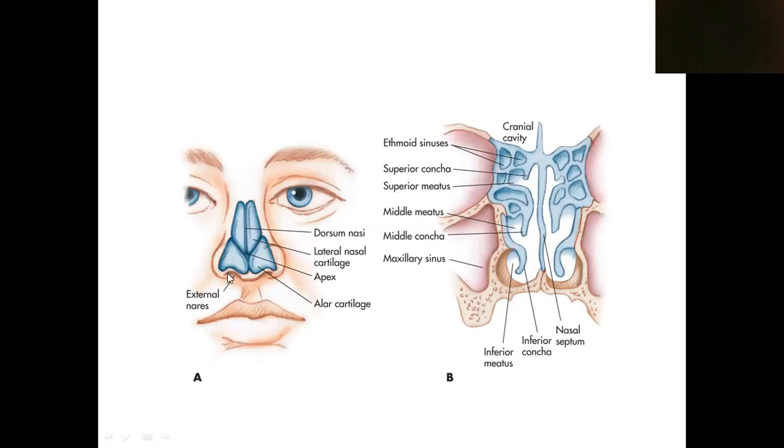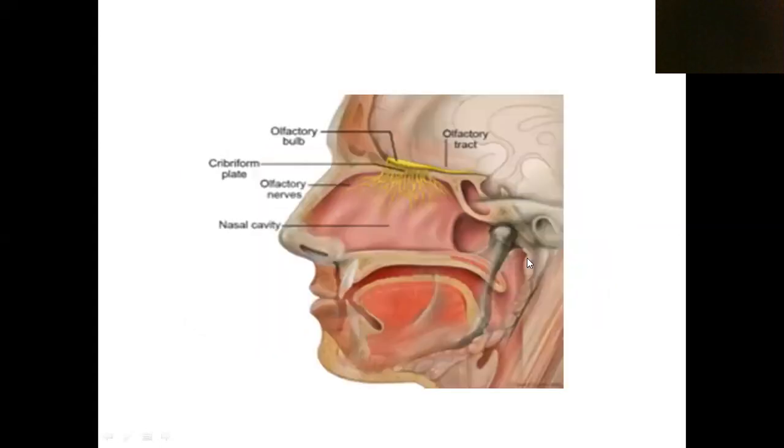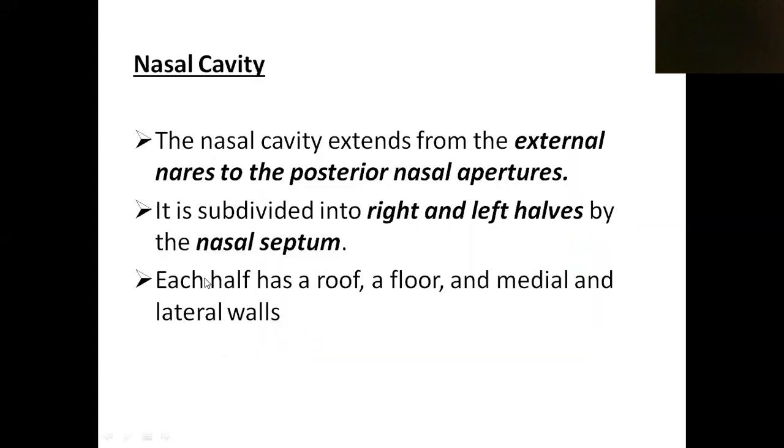See this cavity. Sorry, this is the right cavity. This is the left cavity. So here in the midline we can see the nasal septum. So the nasal cavity is divided into two equal halves by the nasal septum. Each half has a roof, floor, medial wall, and lateral wall.